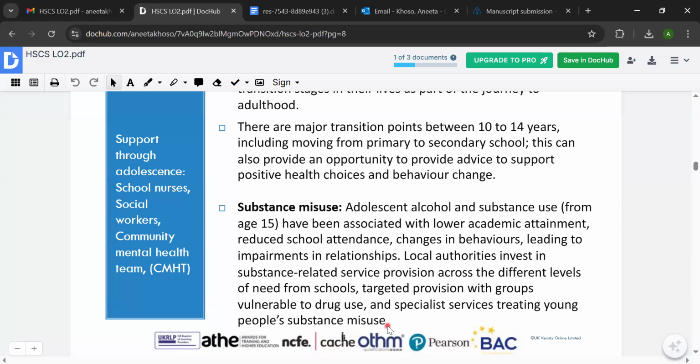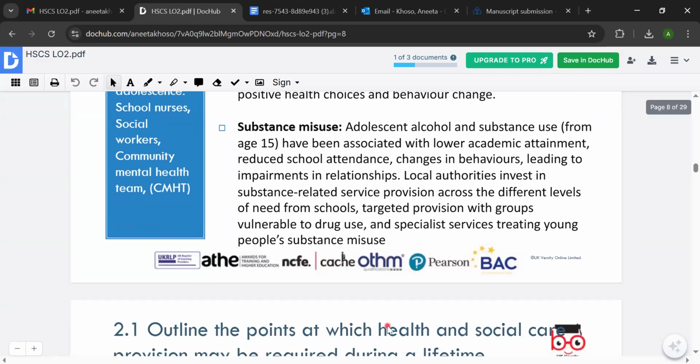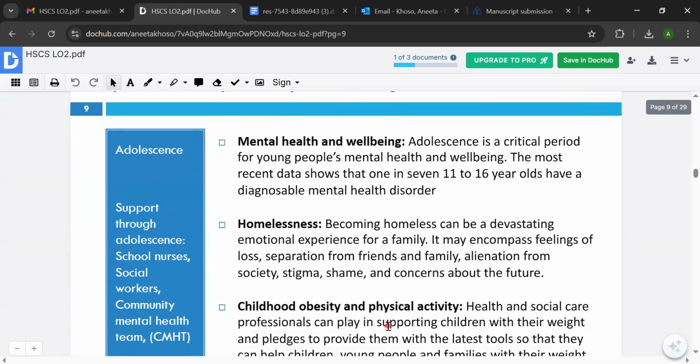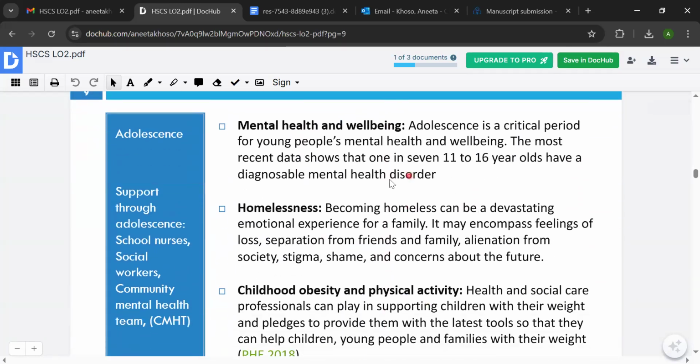So the local authorities invest in substance-related service provision across different levels of need, from schools targeted provision with groups vulnerable to drug use, to specialist services treating young people's substance misuse. Then in adolescence, you have mental health and well-being. The most recent data shows that 1 in 7 11 to 16-year-old children have a diagnosable mental health disorder, which is very, very disturbing. So you have teams to support that as well.